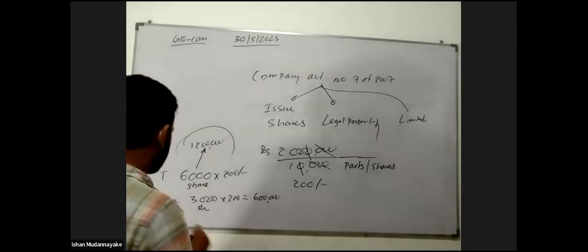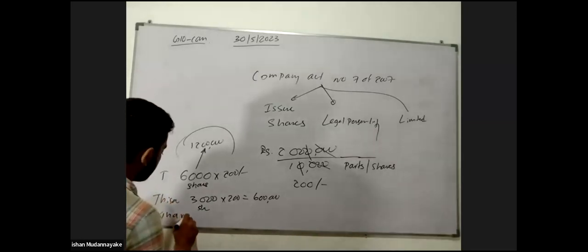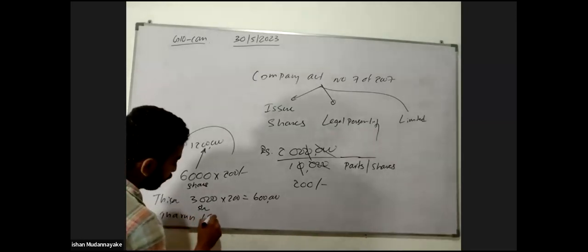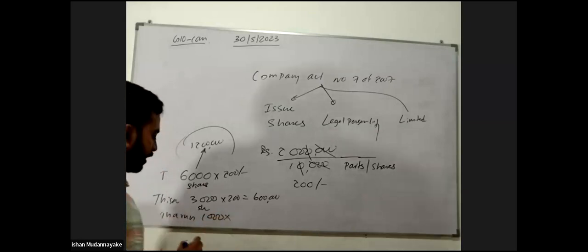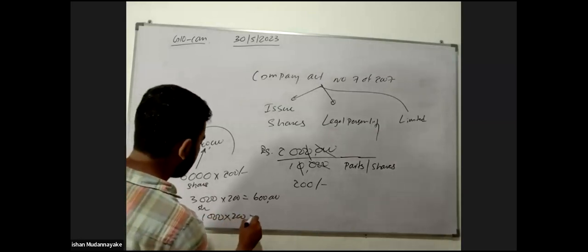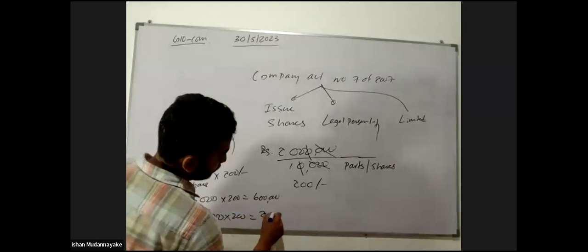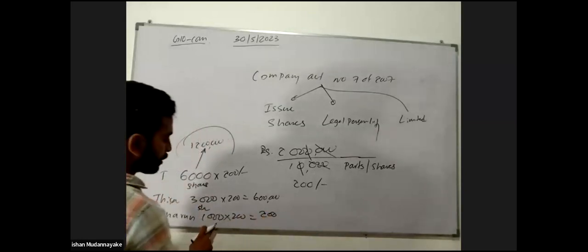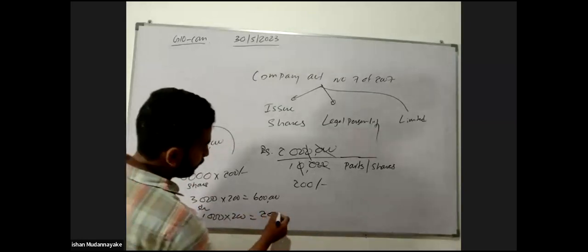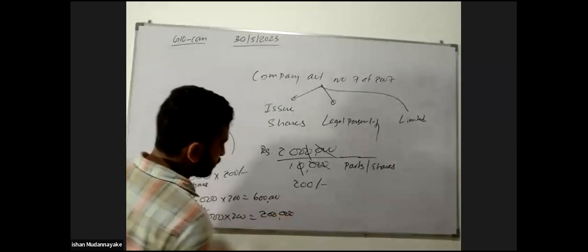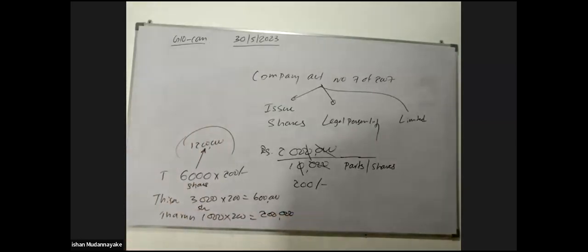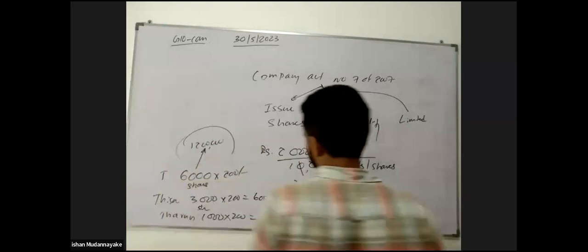Tarun purchases, let's say, the balance 1,000 shares. 1,000 shares into 200 rupees. Then Tarun provided 200,000 to the business organization.